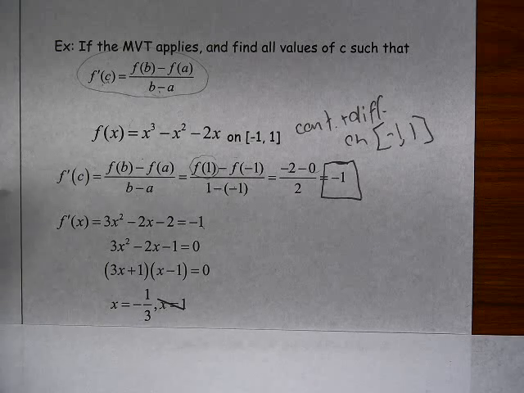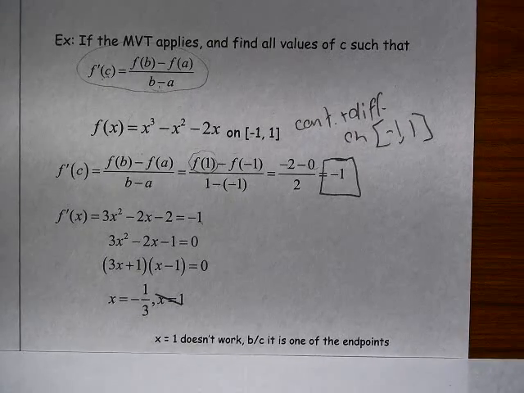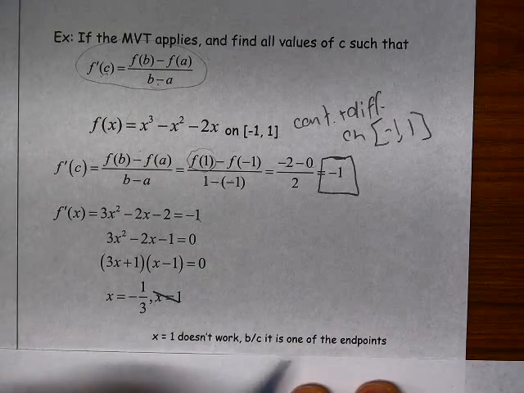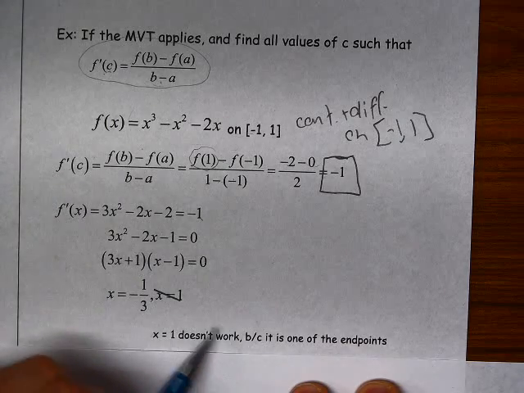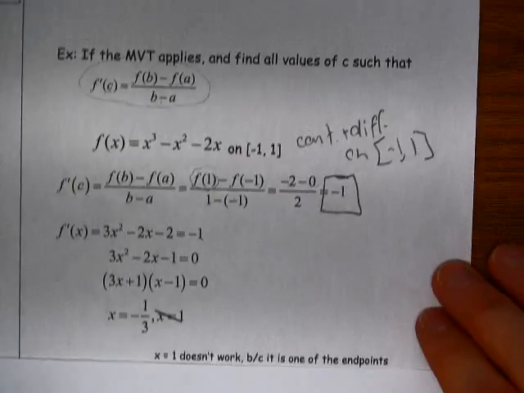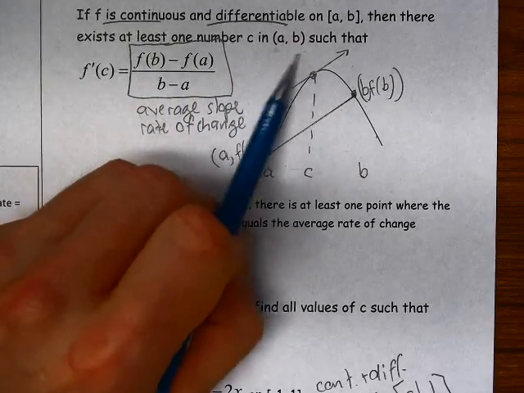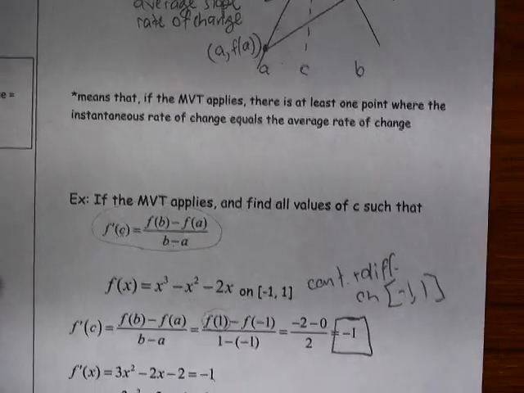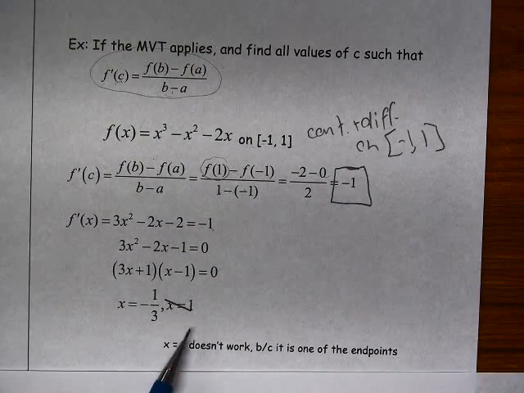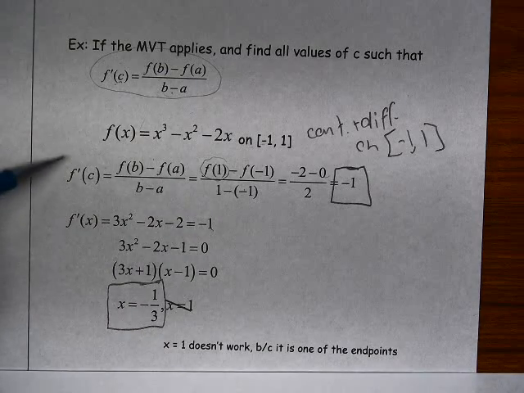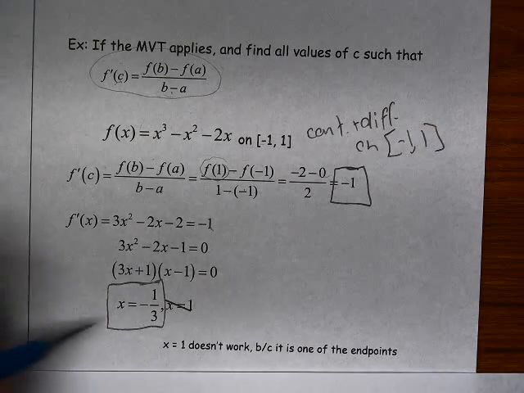Take a second and think about maybe why we have to discard that x equals 1. Right, x equals 1 can't be one of our c values because it's one of the endpoints, and the endpoints are not included in the mean value theorem. If we look up at the mean value theorem here, it says there exists at least one number c in this open interval from a to b that omits the endpoints. So when we find the x value is one of the endpoints, we have to omit it. Our c value that we found, after knowing that its existence was guaranteed by the mean value theorem, is -1/3.